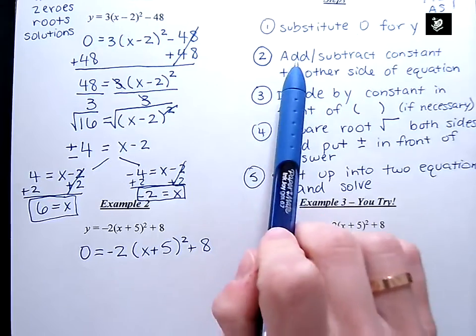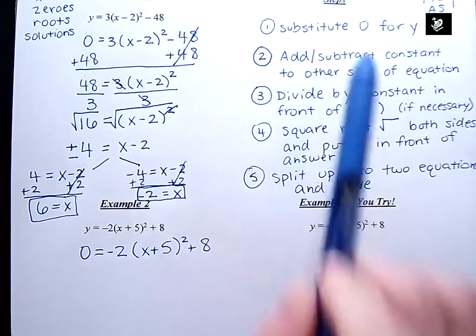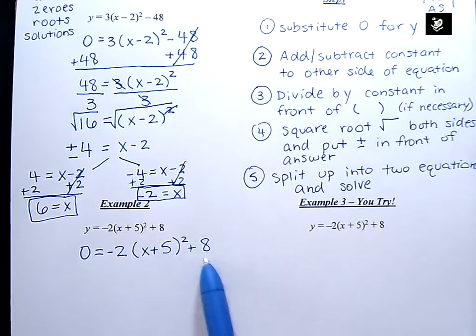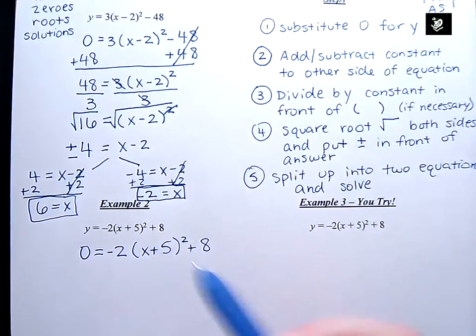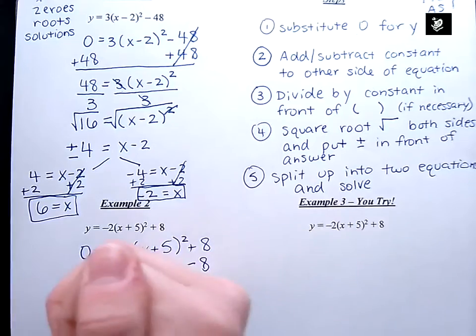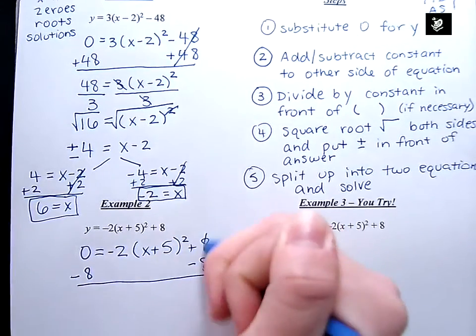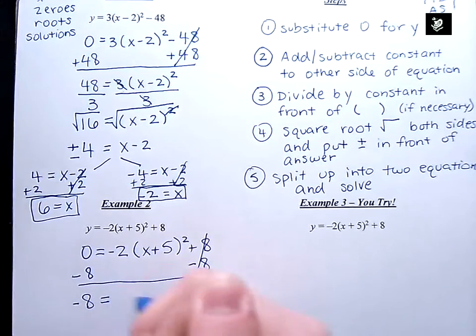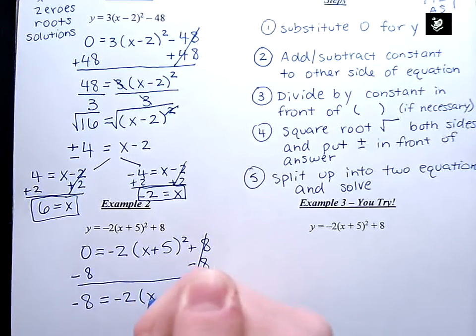Step 2, add or subtract the constant to the other side of the equation. The constant is a number hanging out by itself on the end. So since it's a positive 8, I'm going to do the opposite. I'm going to subtract 8. 0 minus 8 is negative 8, and rewrite the rest of the equation.